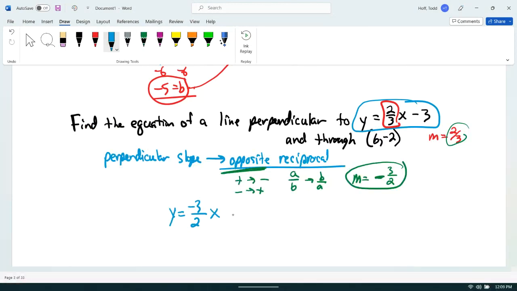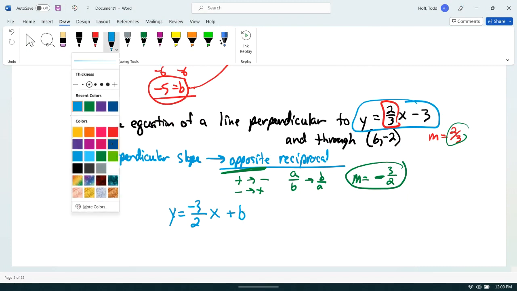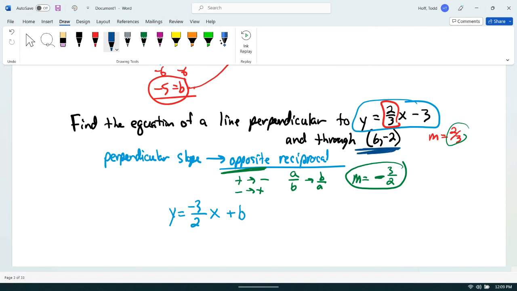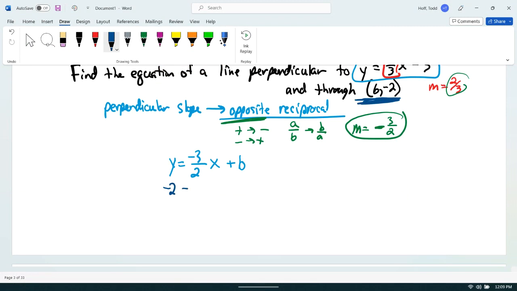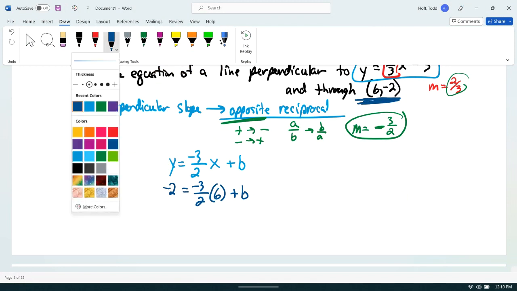telling us that our equation starts out as y equals negative 3 over 2x, and again, plus b. And again, we'll find b by putting in that point that it goes through, 6, negative 2. So y would be the negative 2 equals negative 3 over 2 times x would be the 6. Be very careful with your b's. It's real easy for a b to look like a 6. You notice I try to exaggerate it a little bit so it looks boxy. But I have seen students make that mistake a few times.